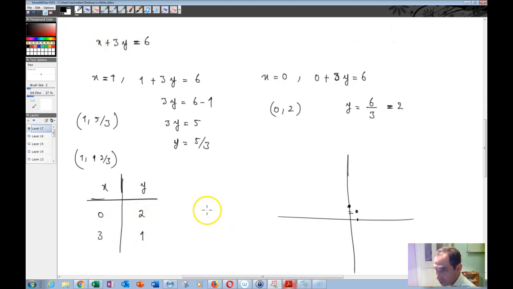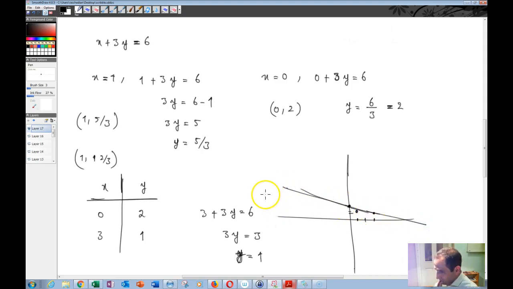Because if x is equal to 3, then 3 plus 3y is equal to 6. So 3y is equal to 3, and then y is equal to 1. Okay, so then you would get these 2 points, and then (0, 2) would be this point over here, (3, 1) would be this point over here, and then you would probably do the graph like this.